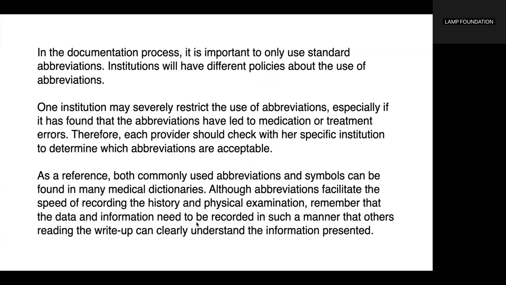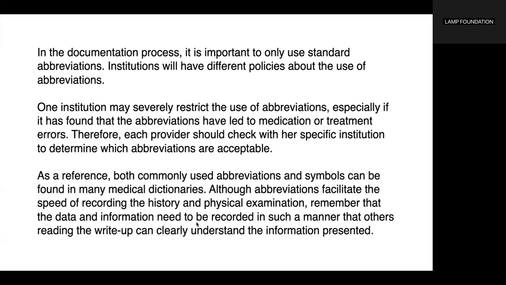Institutions will have different policies about the use of abbreviations. One institution may severely restrict the use of abbreviations, especially if it has found that the abbreviations have led to medication or treatment errors. Therefore, each provider should check with her specific institution to determine which abbreviations are acceptable. As a reference, both commonly used abbreviations and symbols can be found in many medical dictionaries.